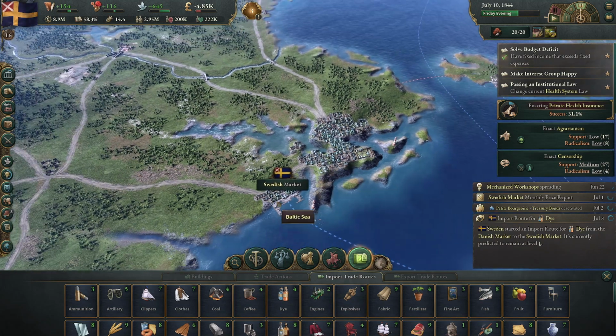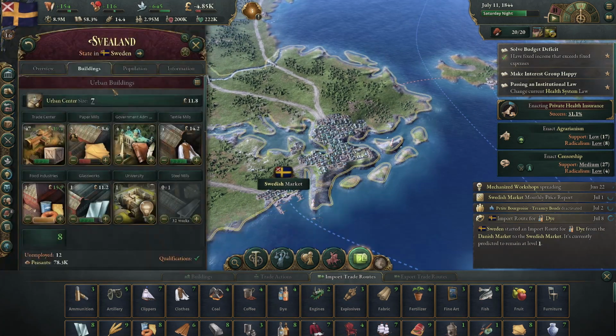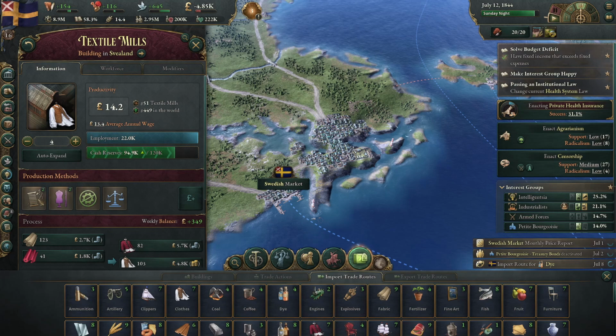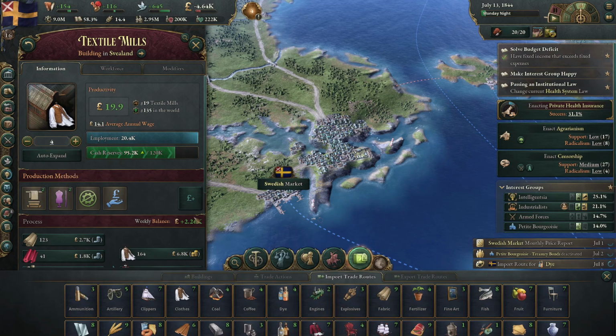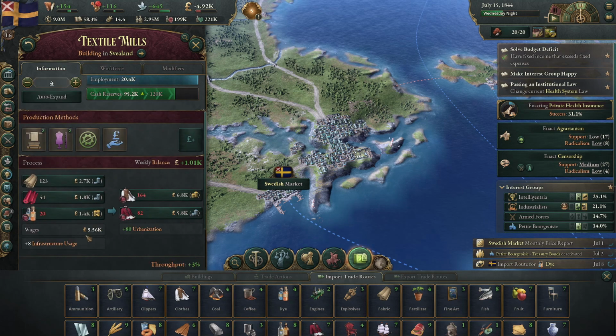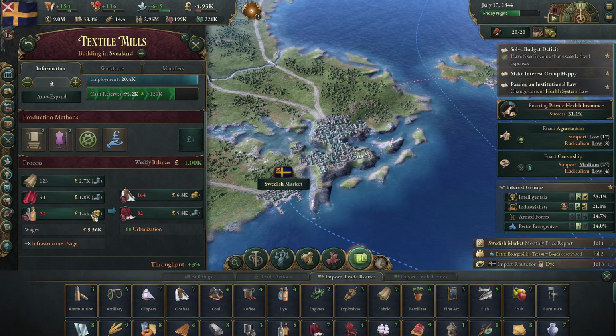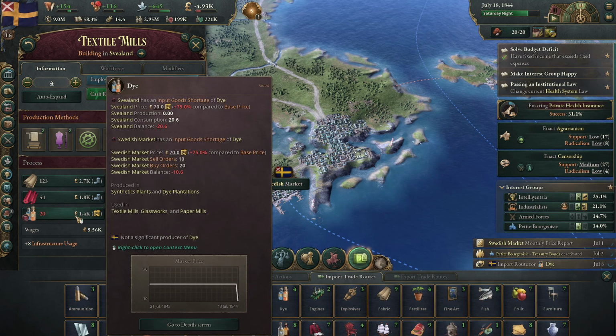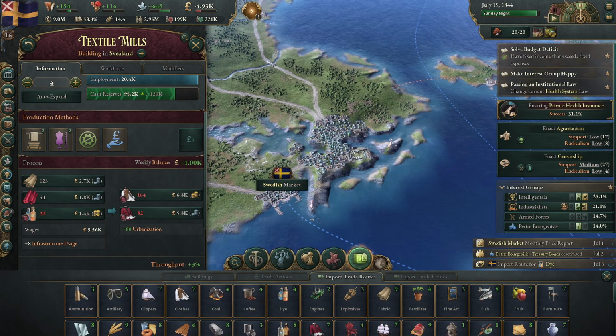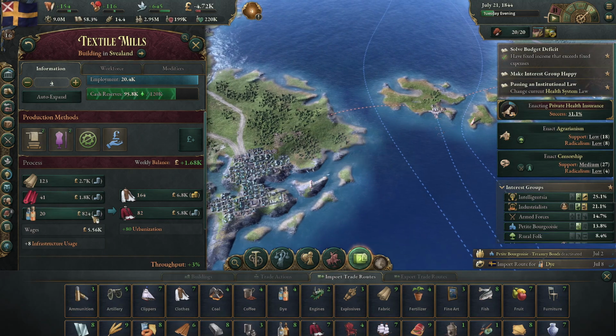And we're going to see if we can get to here. We'll change our production to dye workshops. And it says dye is very expensive, minus 20. I don't think this is going to work, is it? I'm just going to let the game run a little bit and see if it... Oh, no.